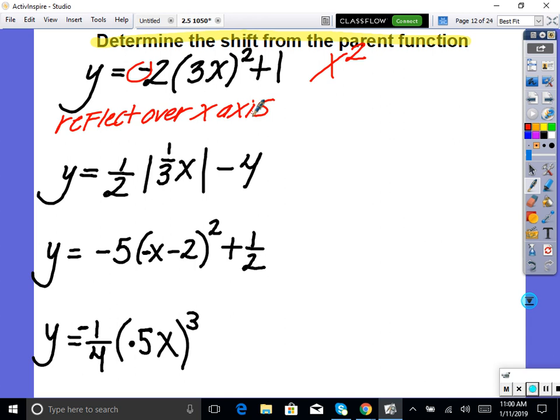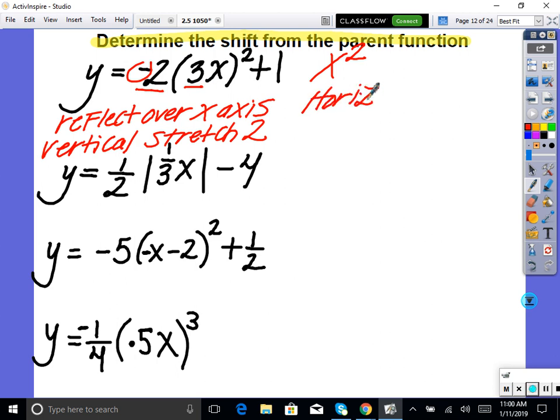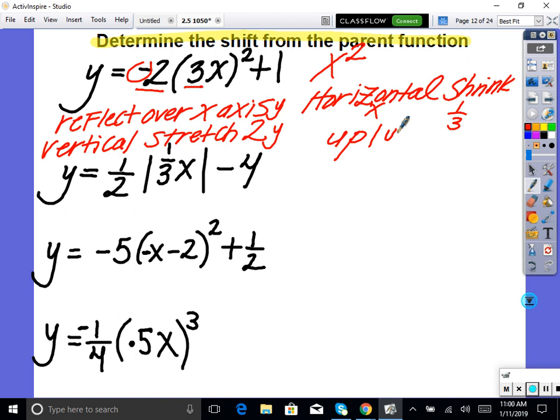Yes. Okay, just a reminder. This is a vertical stretch of 2. Now this is a horizontal shrink of a third. Okay, good. And then up 1. So then the stretch of 2 will affect your y values. This will affect your y values. Horizontal affects your x values. Up 1 would also affect your y values. Just making sure we understand what each thing's affecting. Questions on that? Okay. You sure? Okay, let's do another one.